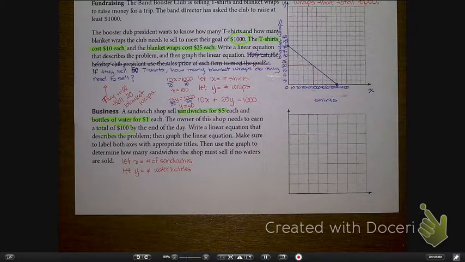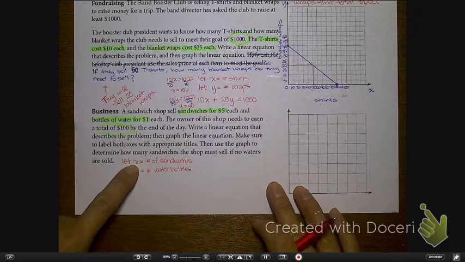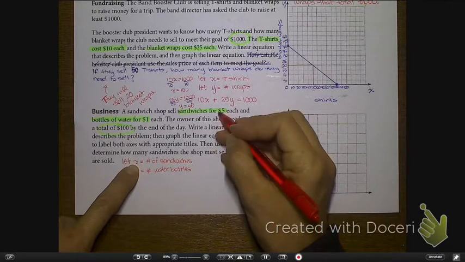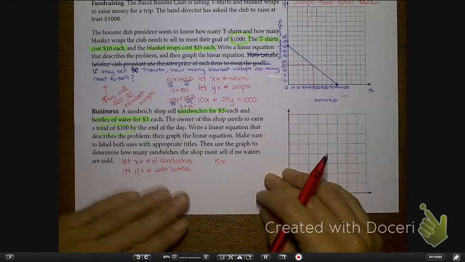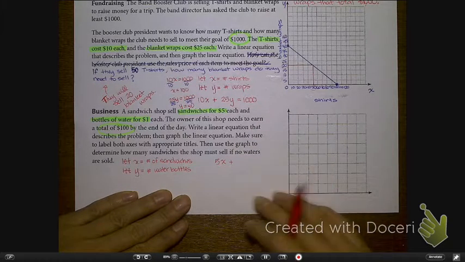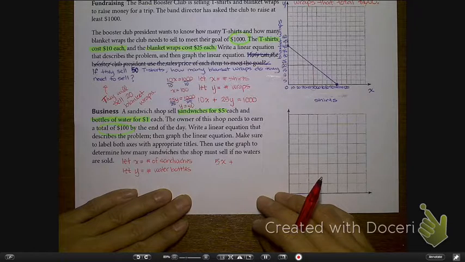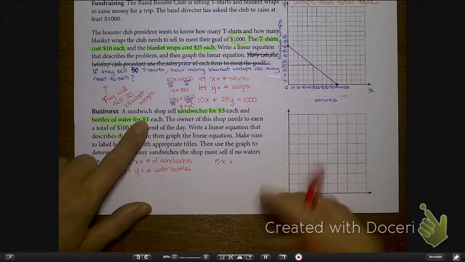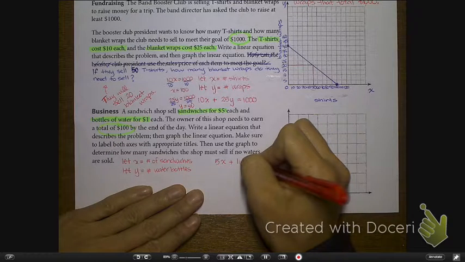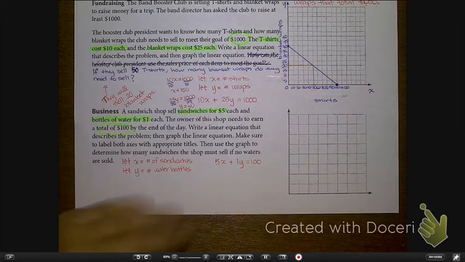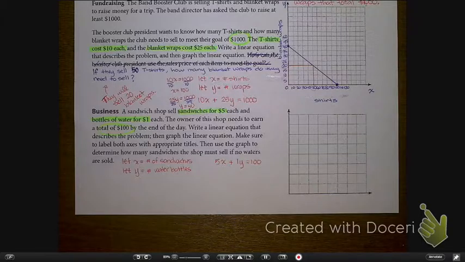Okay, now we're going to write an equation to represent the situation. So how much is it costing for every sandwich? 5, right? So 5 times X plus they're making money off the water bottles. How much is each water bottle? 1. So 1 times Y equals 100, which is the total they're trying to make, $100, right?